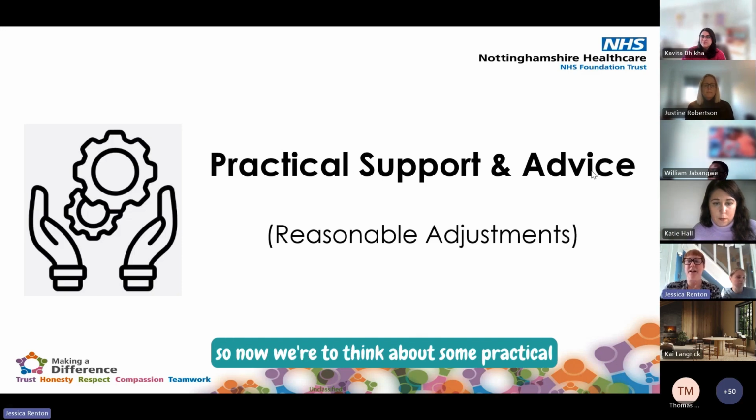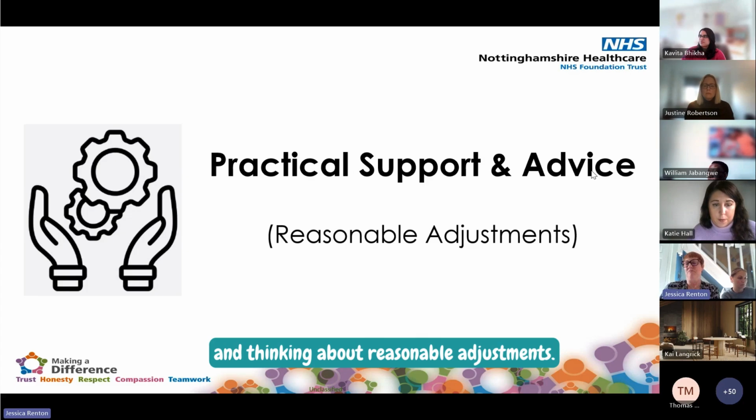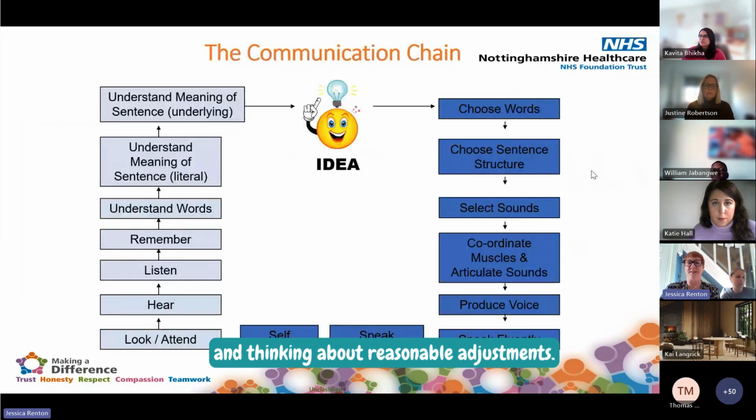Okay, so now we're going to have a think about some practical resources and support and thinking about reasonable adjustments.